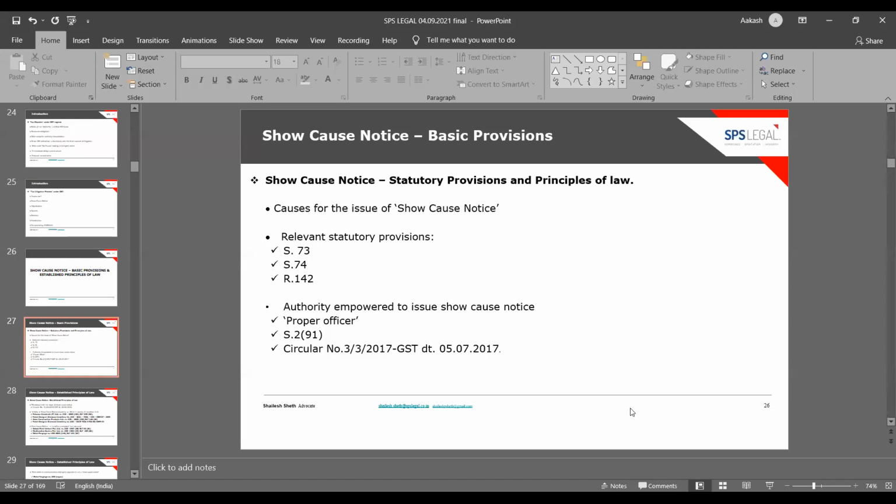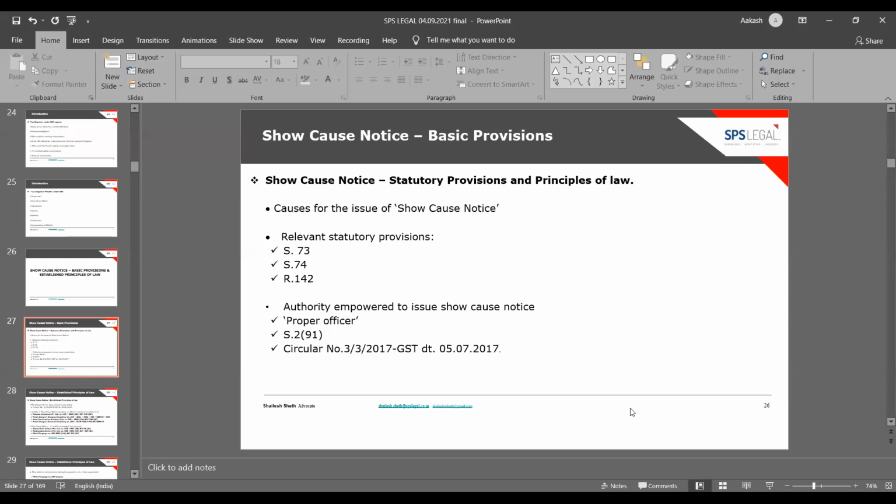The first is the authority empowered to issue the show cause notice. If you see Section 2, subsection 91 defines the term proper officer. It says proper officer in relation to any function to be performed under this Act, that is the CGST Act, means the commissioner or the officer of the central tax who is assigned that function by the commissioner in the board. There are two very peculiar expressions coming for the first time under GST law. They were never there in excise, customs and service tax, and that is commissioner in the board. Both are separately defined. Commissioner in the board has been used sparingly in about 6 to 7 sections. Basically, he is an officer of the level of deputy secretary or joint secretary in the board, and he has been given powers under certain specific circumstances.